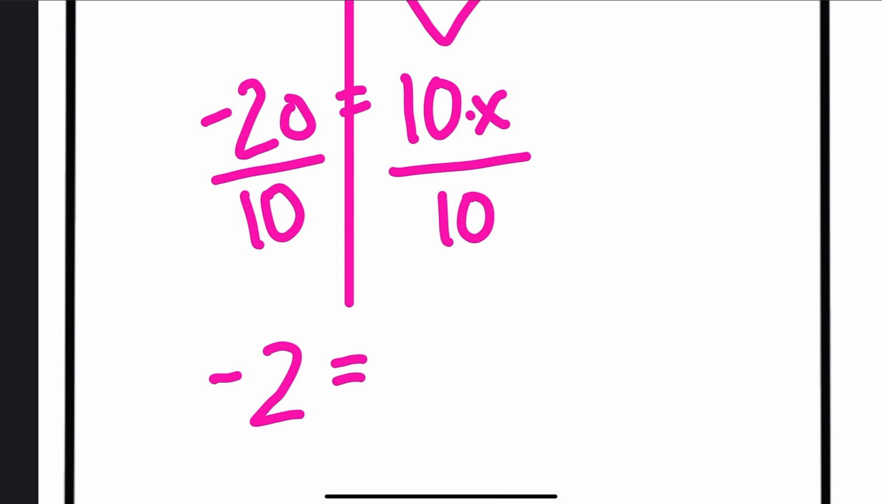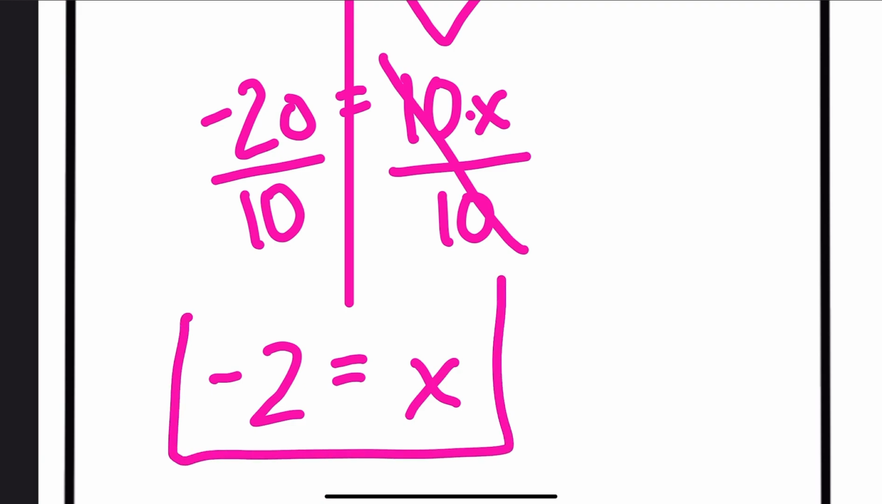I still got my equal sign. I do not have my 10s left over because 10 divided by 10 is going to give me 1. But I do have my x still. And that's going to be my answer because I now have my x by itself.